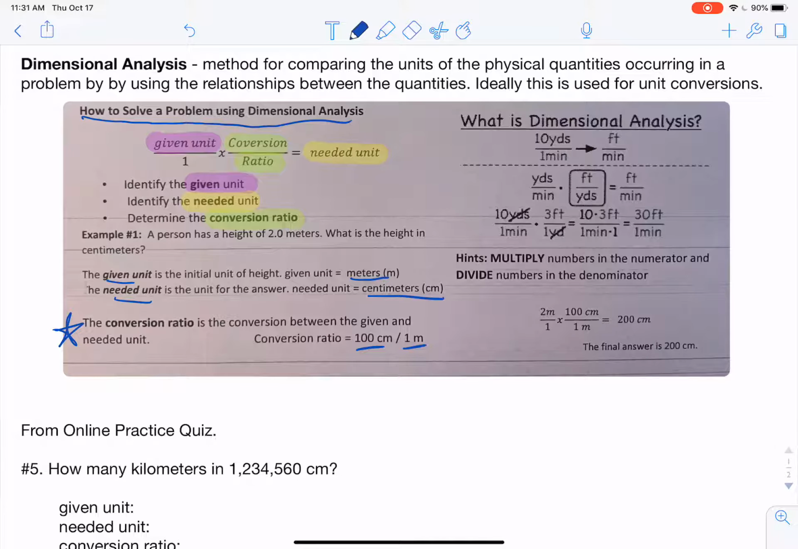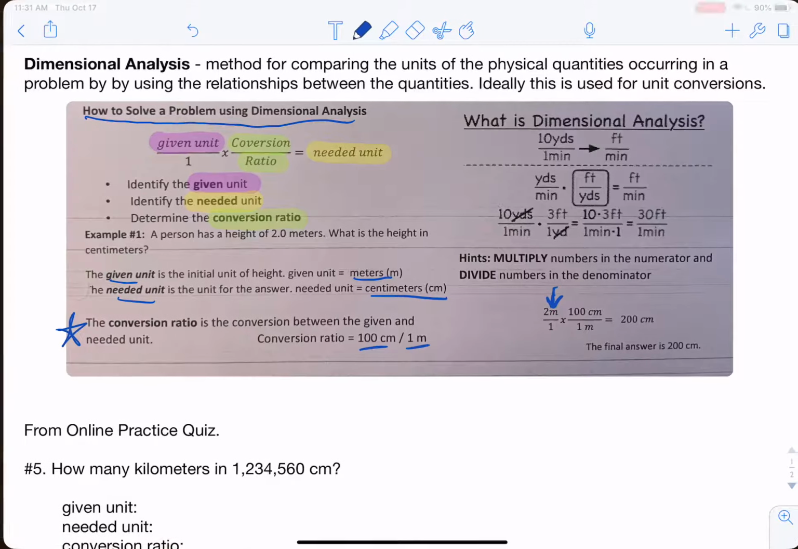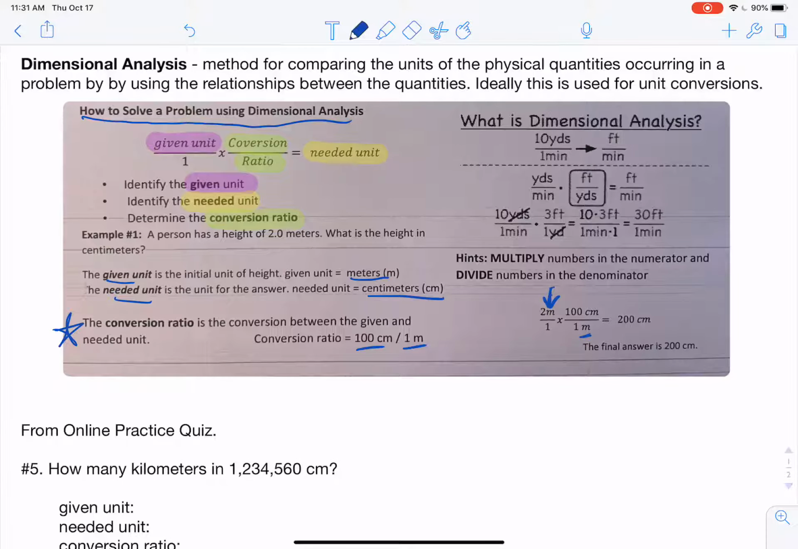So how do you know which one goes on top and vice versa? We always start with our given right here, so it's 2 meters. And we want meters to cancel, so we're going to put 1 meter in the denominator. You'll notice we have meters here and meters here, and when we solve this, meters will cancel out with meters, which is excellent. We know 1 meter is 100 centimeters. 100 centimeters goes in the numerator because we want to end our conversion in centimeters.